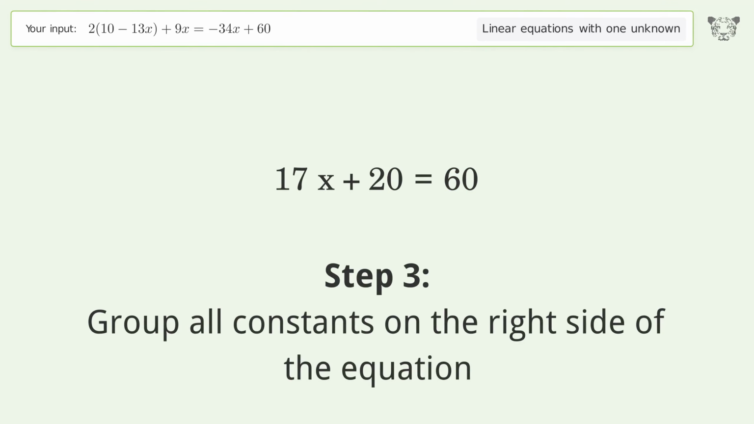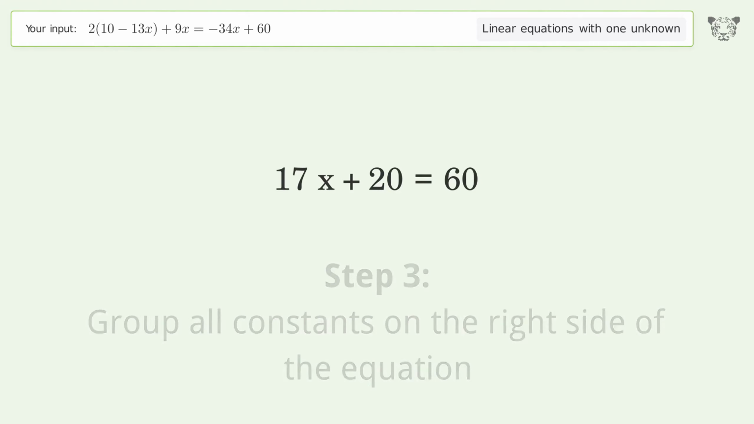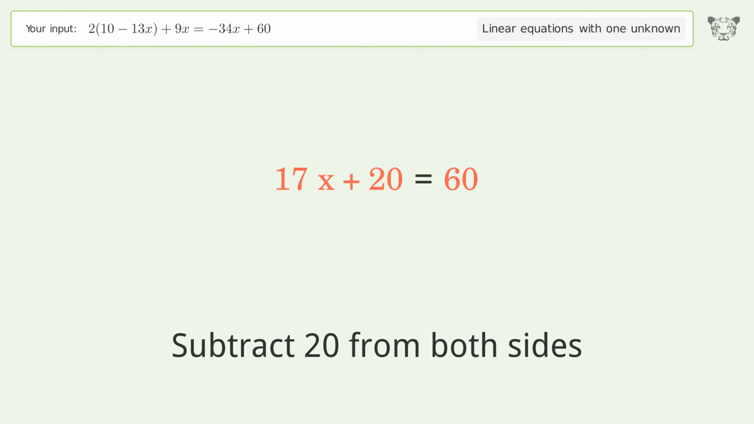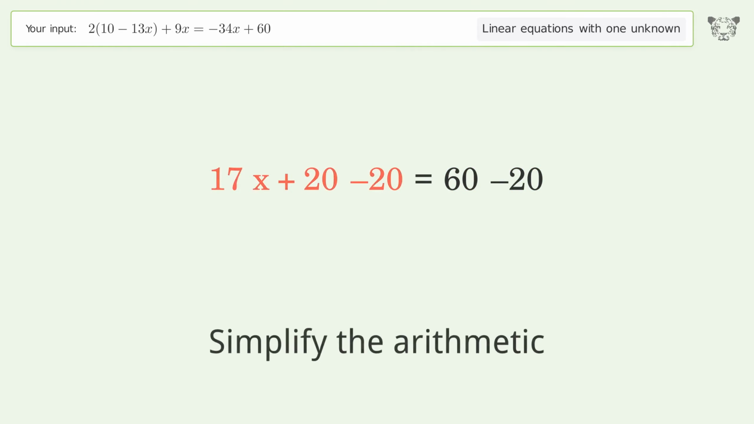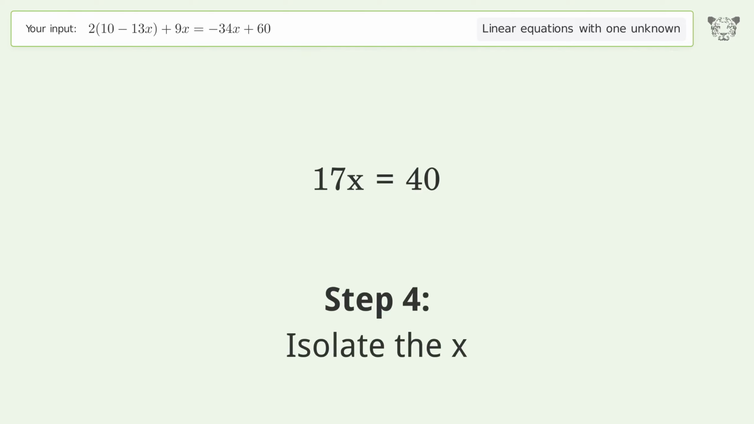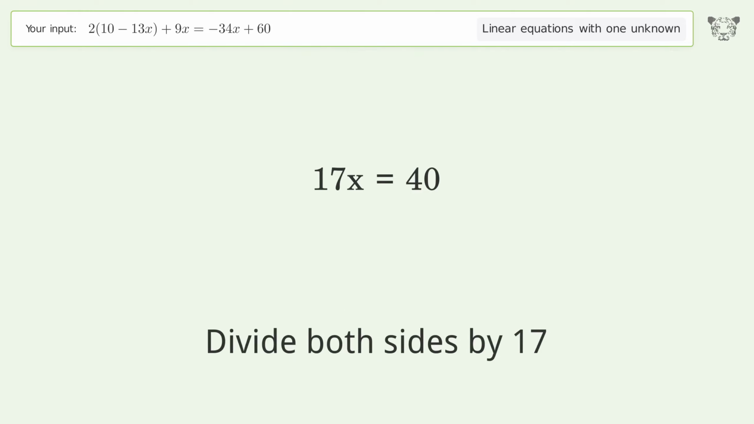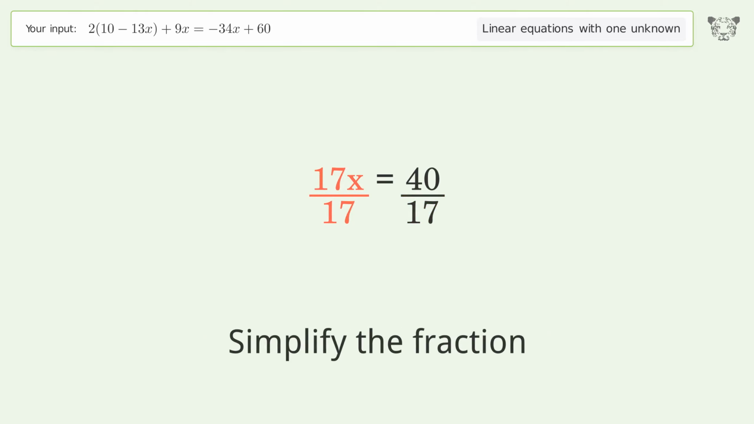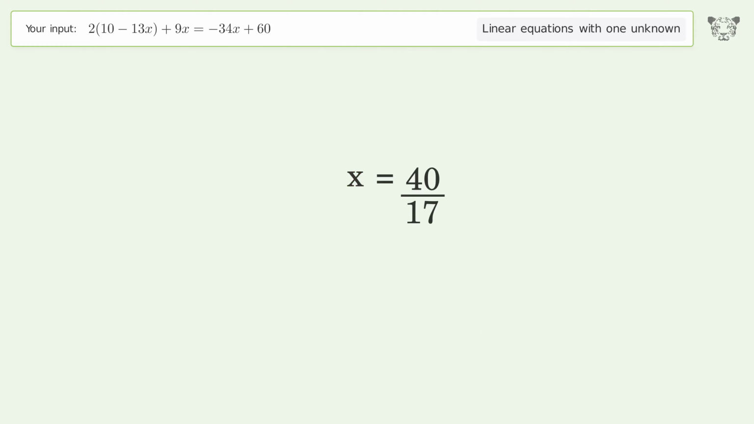Group all constants on the right side of the equation. Subtract 20 from both sides. Simplify the arithmetic. Isolate the x. Divide both sides by 17. Simplify the fraction. And so the final result is x equals 40/17.